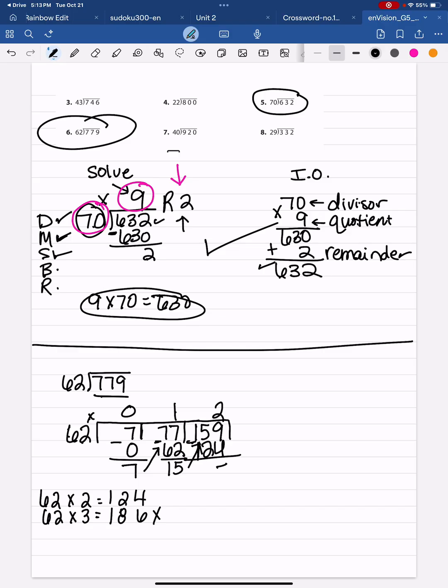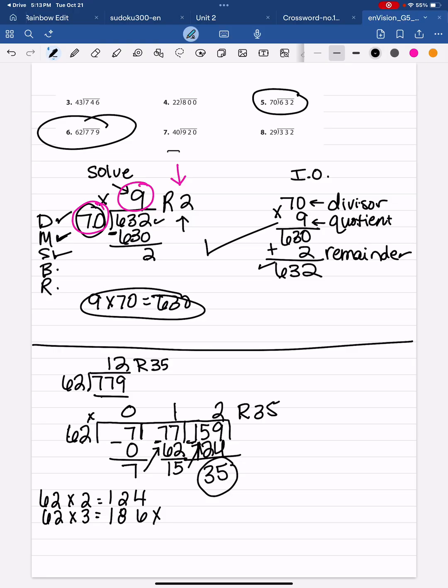9 minus 4 is 5. 5 minus 2 is 3. 1 minus 1 is nothing. So we have 35. Remainder of 35. So we're going to come up here and put our answer. 12 with a remainder of 35.